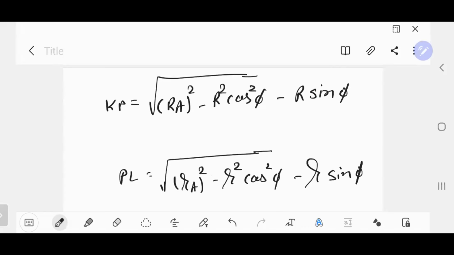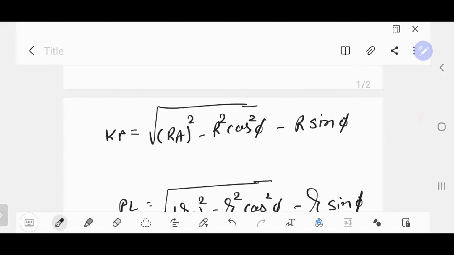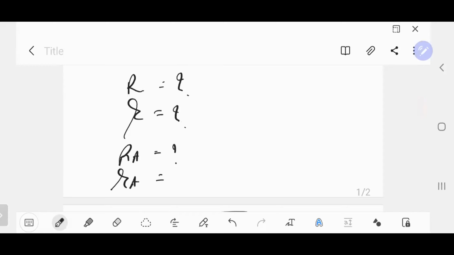But do you have RA? Addendum radius is not given. Do you have R, the pitch circle radius? Not given. So we need RA and R again. Here we need R and small r, capital RA and small RA. So R is equal to what? Very simple equation, small and sweet, a very small equation for the pitch circle radius.